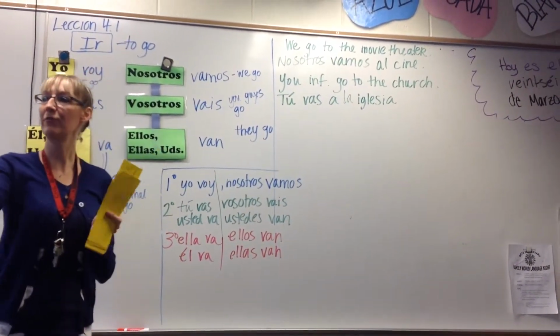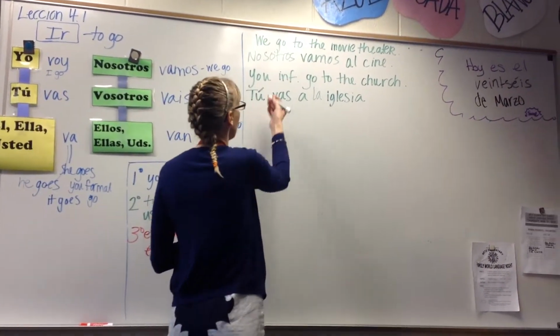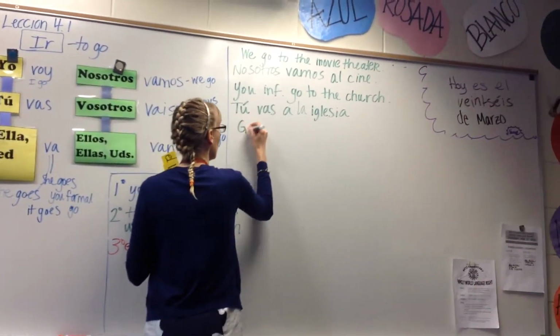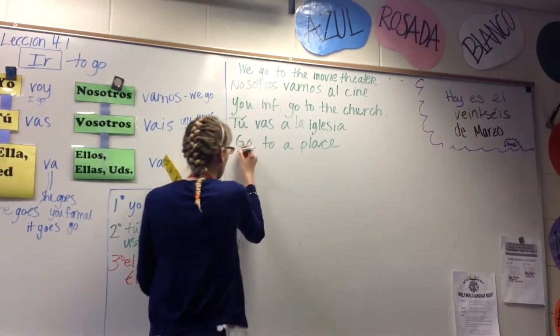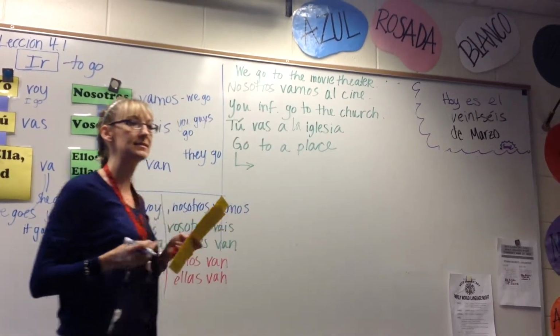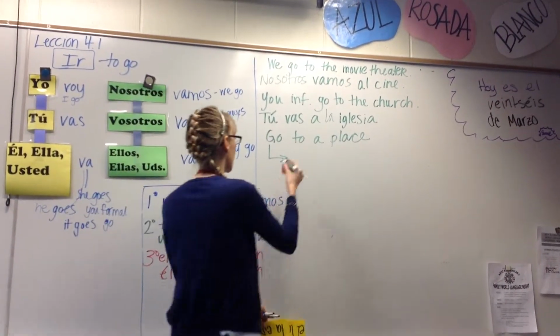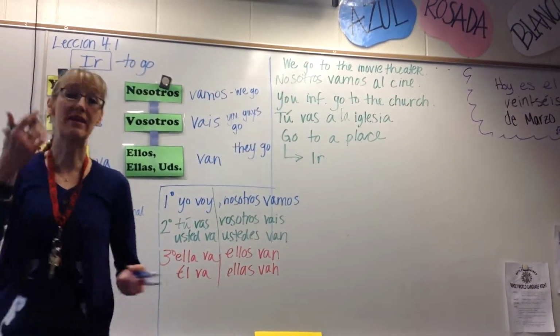Now, from these two examples that we've just done, Chris, what would be a formula for when you're telling me that you're going to a place? When you go to a place, and you had to write a formula in Spanish for how to write that sentence, what would you start with? Okay, we're going to start with ir. And what do we have to do to ir? We have to conjugate it.